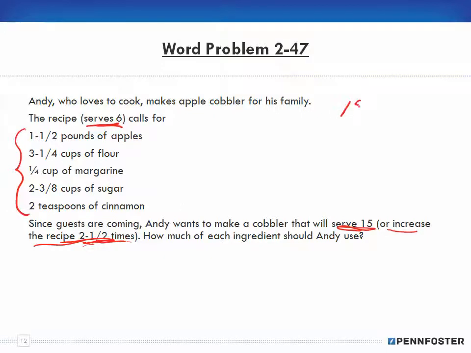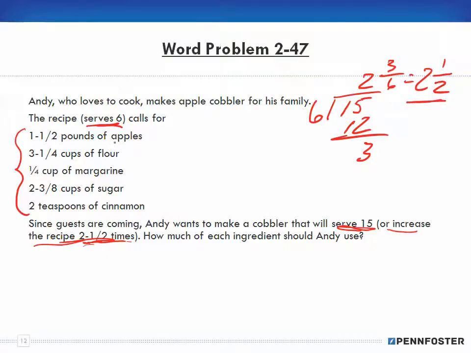In other words, if I had 15 and the recipe serves 6, I'm going to divide the 15 by the 6 to figure out how much I'm going to have to increase it. 6 goes into 15 twice, that's 12, with 3 remaining, so 2 3/6. When I reduce that to lowest terms, I get 2.5. So I'm going to have to increase these ingredients by 2.5 times.